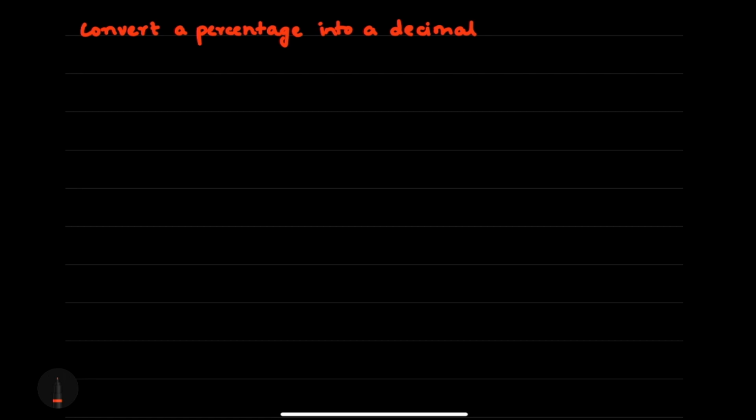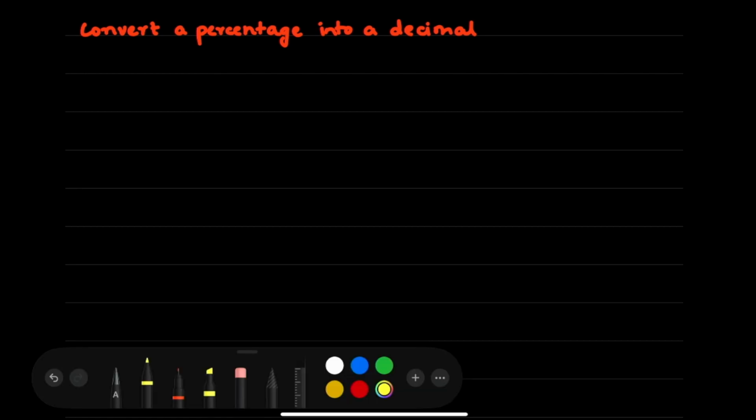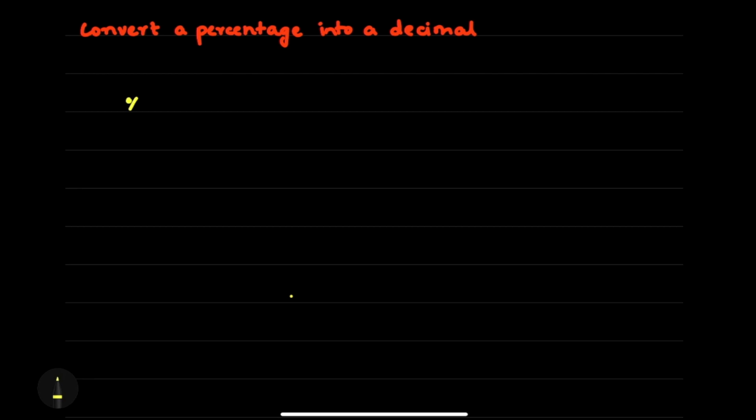So now we will look at how to convert a percentage into a decimal. Let me create the flowchart again. We have a percentage. Convert this percentage into a fraction by multiplying it by 1 by 100. That becomes a fraction. We convert it into simplest form, and then we convert that into a decimal.